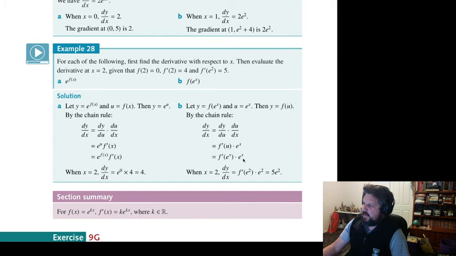and we get that. Again, you can substitute in x equals 2, and also in this case it tells us up here in the question when we substitute in e squared into the derivative, it comes out to being 5, so we can use that to go from there.